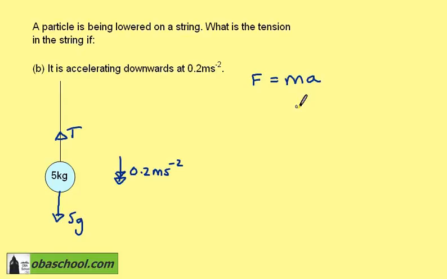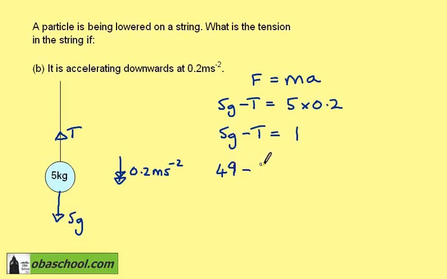And the resultant force acting on this object is 5g minus T. The weight acting downwards, take away the tension acting upwards. This is going to be equal to the mass times the acceleration. So 5g take away T is equal to 1. 5 times 9.8 is 49. And this gives us that T is 48 newtons.